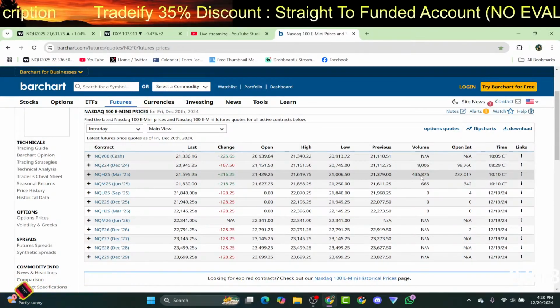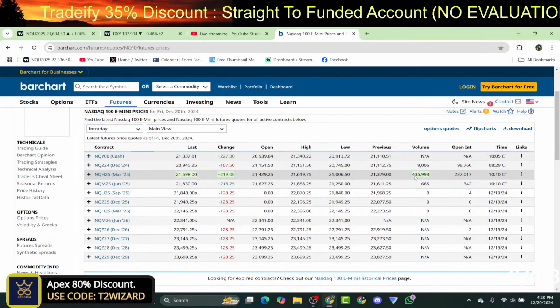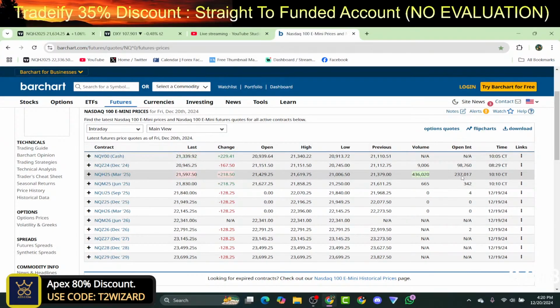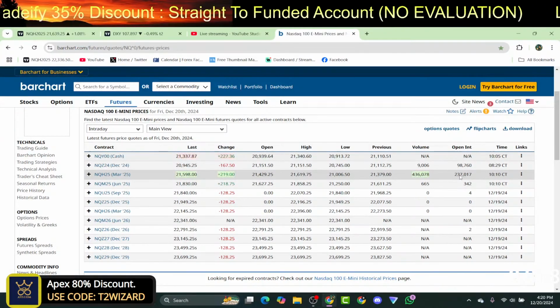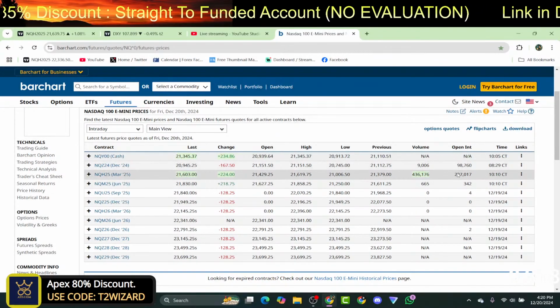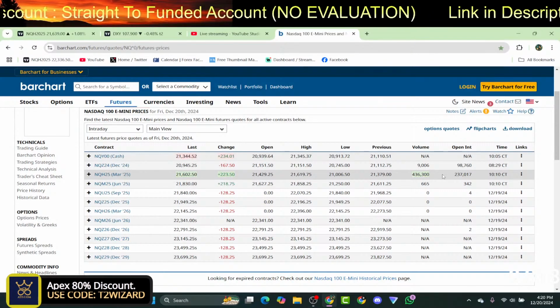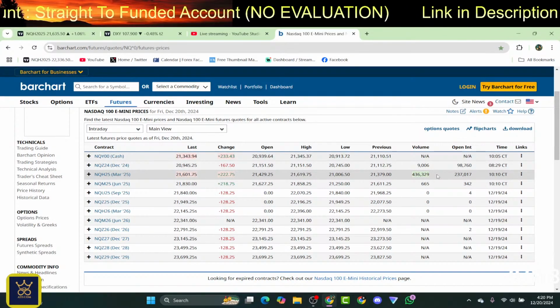The volume for NQH is now 435k. The open interest is 237k. So the volume and the open interest both are higher here. So I'm using this one until it's highest. I would love to keep using this one. Okay.